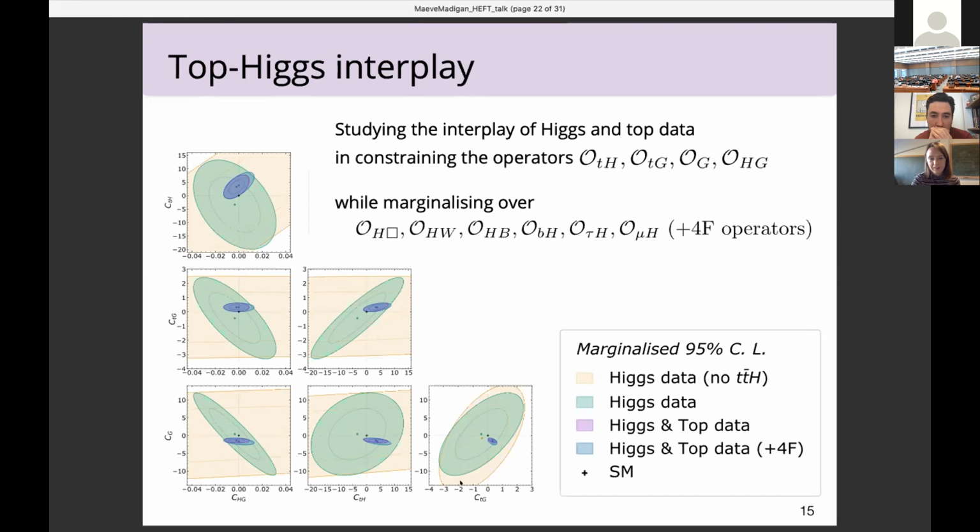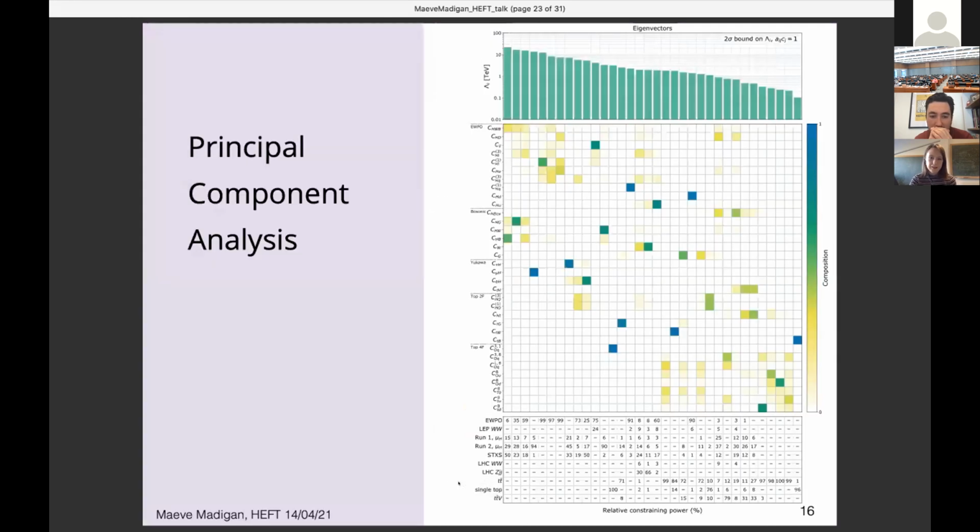So another way of analyzing this full fit is looking at the principal component analysis. This is a fun plot to get lost in, really. We have all of these operators down on the y-axis, and what we're showing vertically in each column is the eigenvectors of the covariance matrix. For example, this left column here is an eigenvector of the covariance matrix, and the composition involves CHB, CHW, CHG, and CHWB. Similarly, this rightmost one is composed completely of CTB.